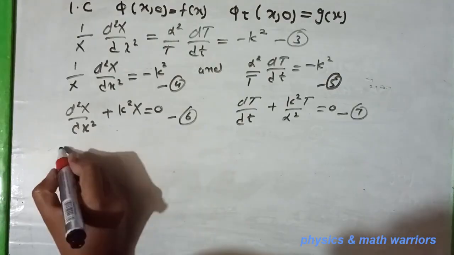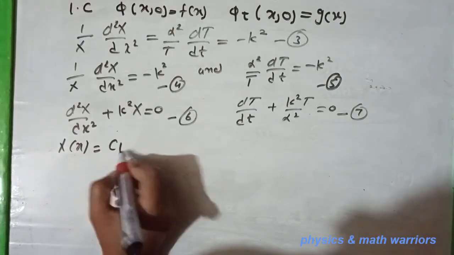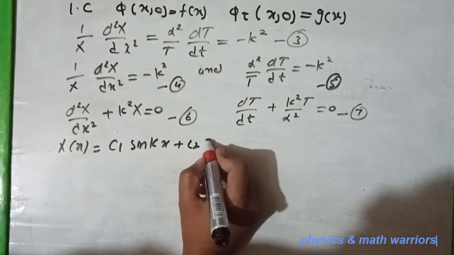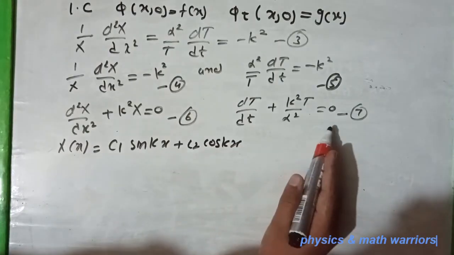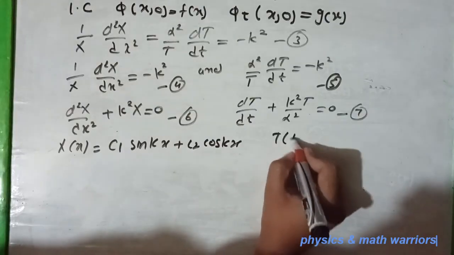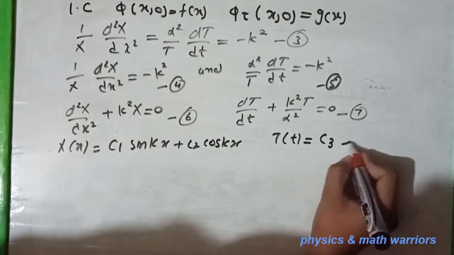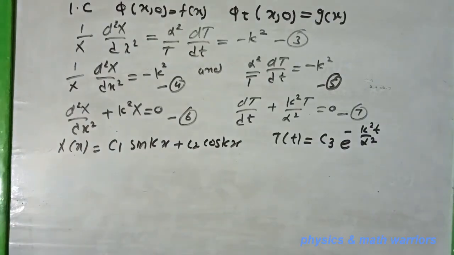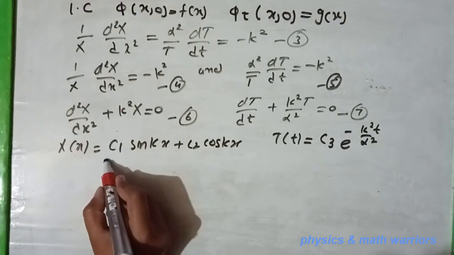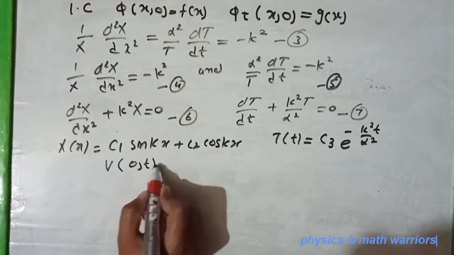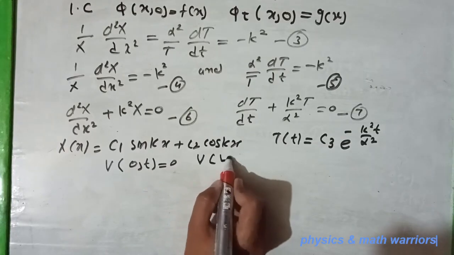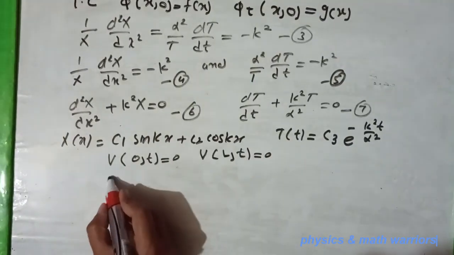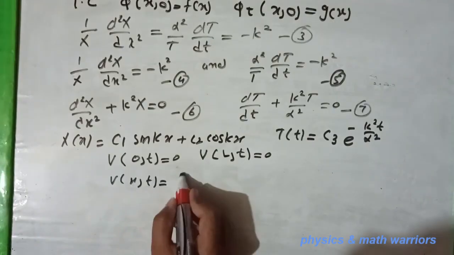The solution of equation 6 is X of x is equal to C1 sin kx plus C2 cos kx, and the solution of equation 7 is T of t is equal to C3 exponent minus k square t over alpha square. The boundary conditions are v of 0 and t is equal to 0 and v of L and t is equal to 0. So we have considered v of x and t is equal to X of x, T of t.